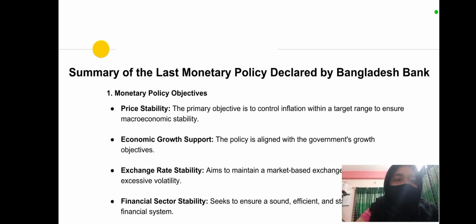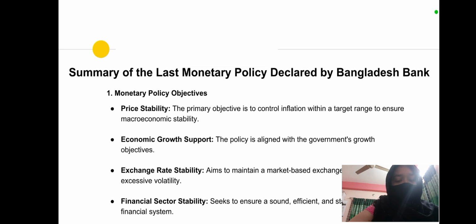So first of all, the summary of the last monetary policy declared by Bangladesh Bank. Number 1, monetary policy objectives. Then price stability. The primary objective is to control inflation with a target range to ensure macroeconomic stability.